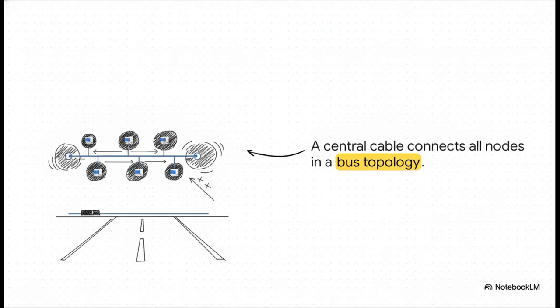And you have these things called terminators at the ends of the line, which are absolutely vital. Without those terminators absorbing the signal, the data would physically bounce off the end of the wire and literally echo back and forth endlessly. It would completely cripple the network with noise. Now, this setup was incredibly cost-effective, but it definitely had some severe limits.